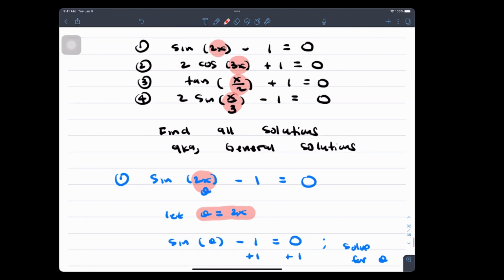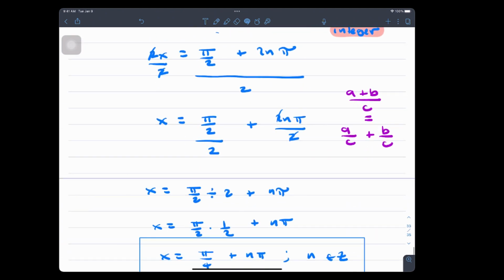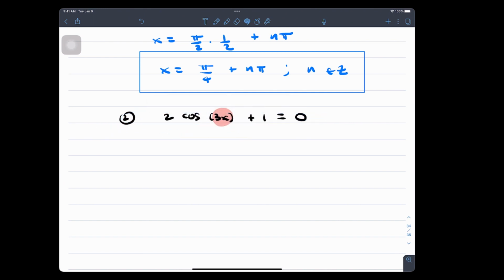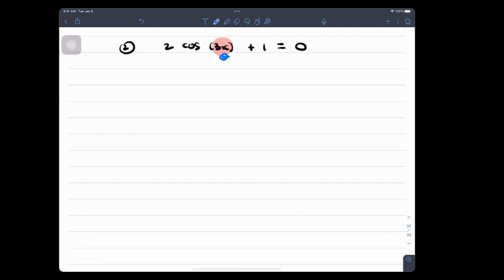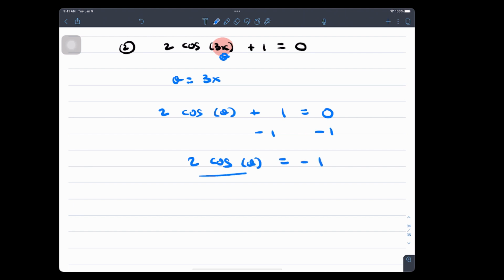So like number two, you say, what if they give me this? It's the same thing. So I'm going to copy that, bring it down. Okay, you're going to substitute now. You're going to let theta be 3x. So theta is now 3x. 2 cosine theta plus 1 is 0. Okay. You subtract 1. 2 cosine theta is negative 1. Divide by 2. And now you get cosine theta is going to equal negative what? 1/2.